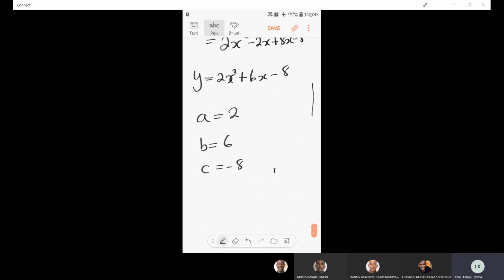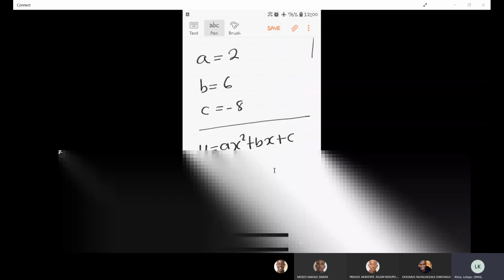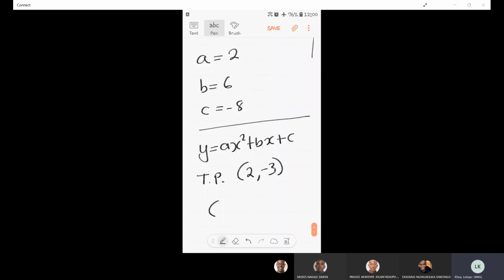Okay, let's look at the last one. We are told the equation of the parabola is ax squared plus bx plus c. We have to find the values of a, b, and c if we have a turning point, which is 2 and minus 3, and the point minus 2, 5 is a point on the line.